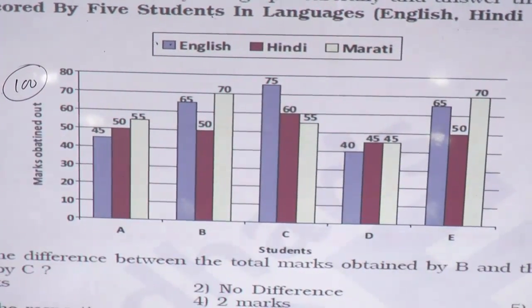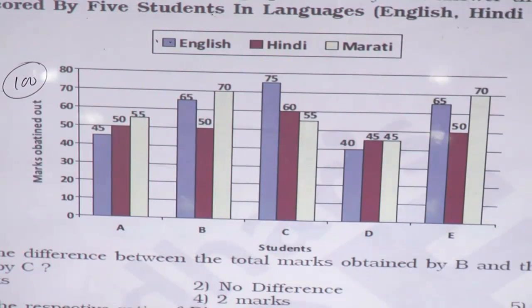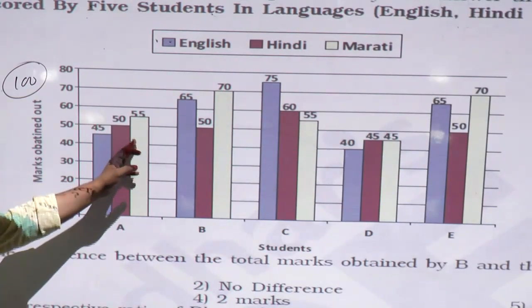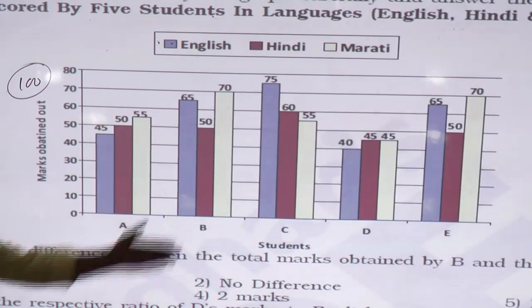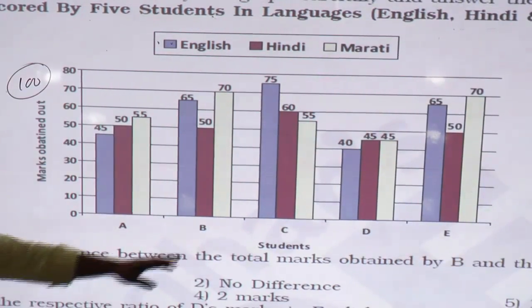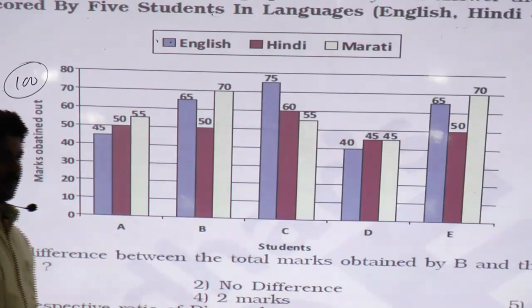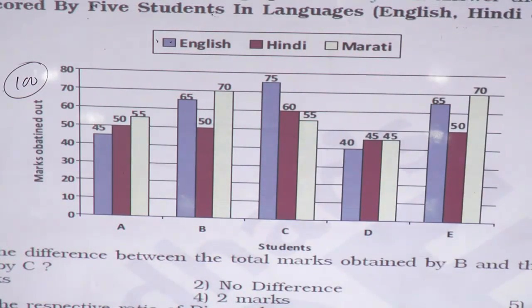Next, second one, all the students scored maximum marks in Hindi. Next, fifth one, B and D had same score in Hindi. No, only one.